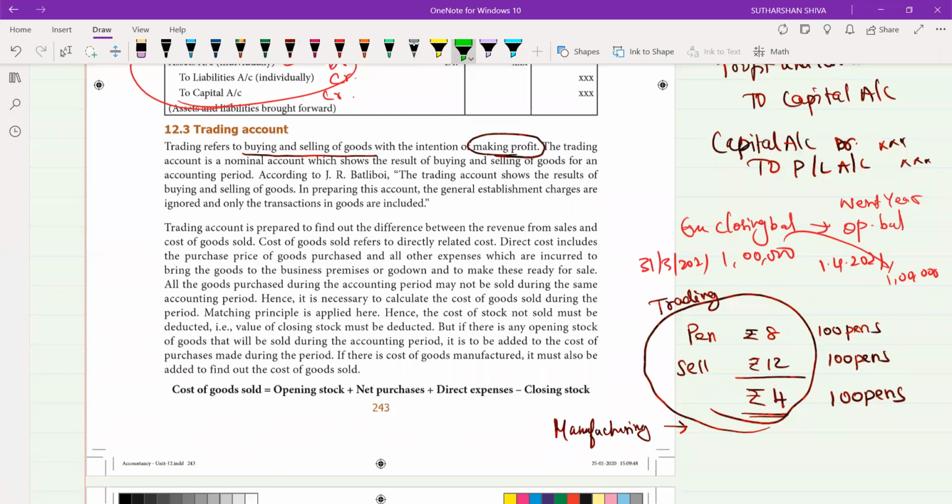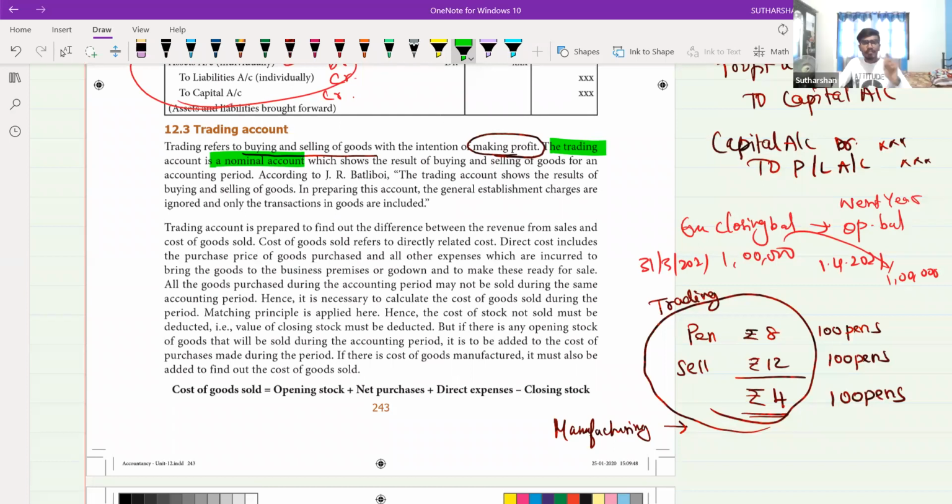The trading account is a nominal account which shows the result of buying and selling of goods for an accounting period. If it is buying, I am purchasing, that is, I am spending money. That is my expenses. And I am selling the goods, by way of selling the goods, I am generating my revenue. So if it is an income and if it is an expense related to buying and selling, I will record it in the trading account and it comes under the nominal account.